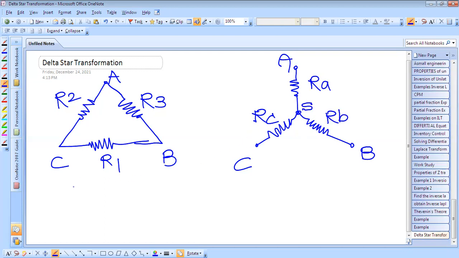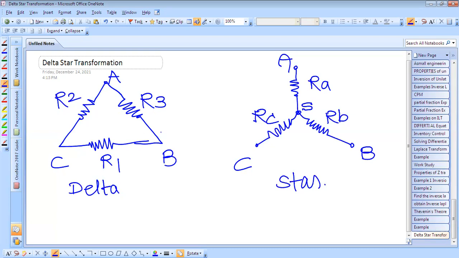Okay. So this is the delta. This is the star connection. Okay. Now this figure shows three resistors: R1, R2, and R3. They are connected in a closed loop, or we can also call it a delta, to the three terminals A, B, C.